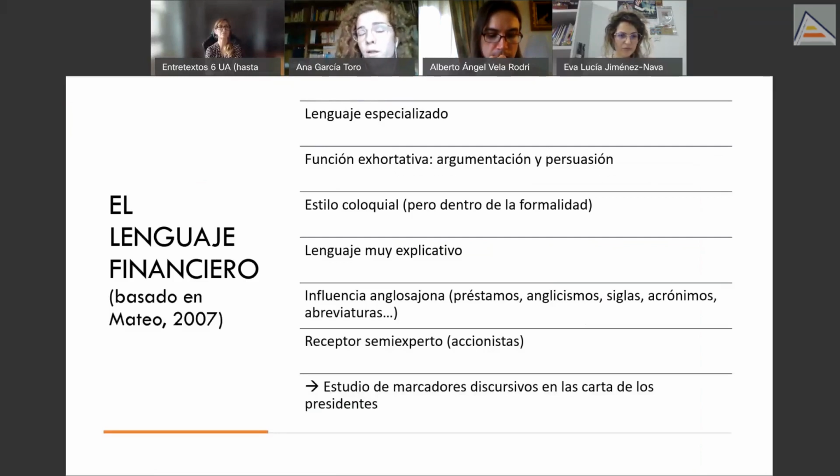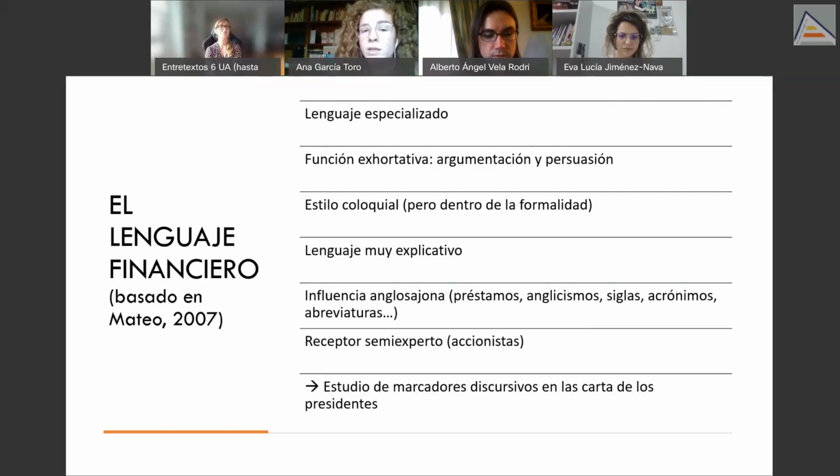En cuanto al lenguaje financiero, hemos destacado algunas características que guardan relación con esta investigación. Es un lenguaje especializado cuya función es exhortativa, es decir, pretende argumentar y persuadir, en este caso, a un receptor semi-experto, que son los accionistas de las empresas, en un estilo coloquial, pero dentro de la formalidad, porque son textos escritos, y en un lenguaje muy explicativo. En este sentido, cabría esperar marcadores de reformulaciones de tipo explicativo, pero no los hemos encontrado con una frecuencia elevada.